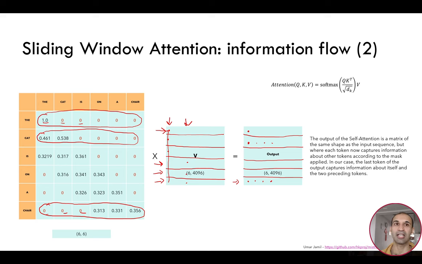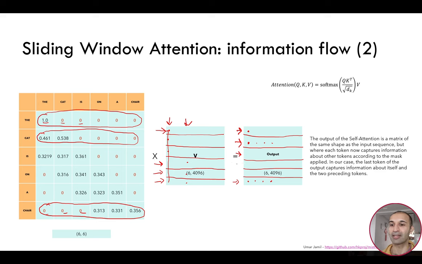And because we are talking about self-attention, the V matrix is equal to the query matrix, so we can say that the output of the self-attention is a matrix that has the same shape as the input sequence, but where each token now captures some more information about other tokens. Which tokens? Depending on the mask we have applied. Our mask says that the first token can only watch itself, so the first output token will be an embedding that will only depend on itself. The second token will only depend on the first two tokens. The third output token will only depend on the first three tokens.